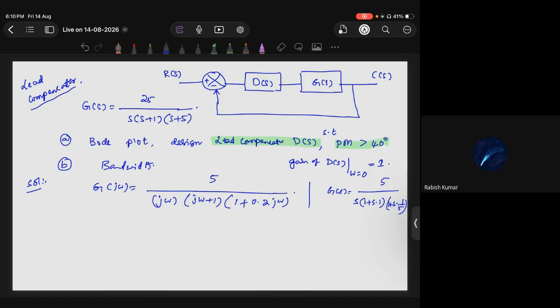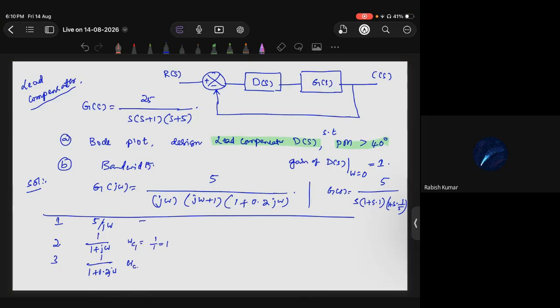We have this equation. Okay, so now we have three poles. So what are the poles we have? 1, 2, 3. So 5 by j omega, then 1 by 1 plus j omega, then 1 by 1 plus 0.2 j omega. Here the slope changes. The first one will not have any corner frequency. Here omega c1 will be 1 by 1, that is 1. Here omega c2 is 1 by 0.2, that is 5. Okay, these are the corner frequencies.